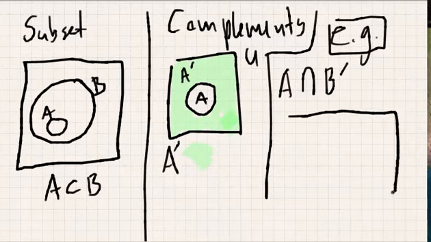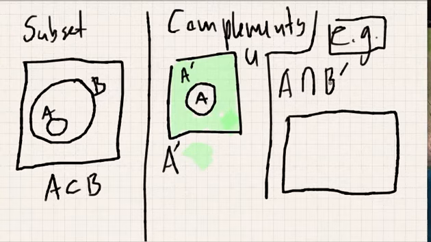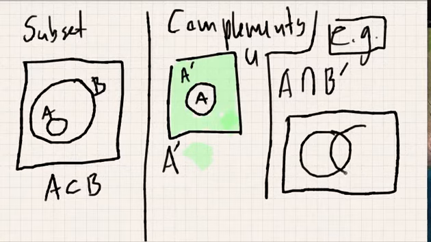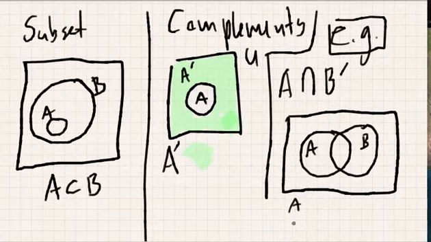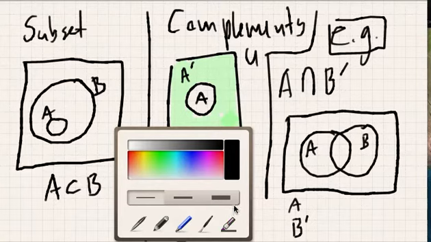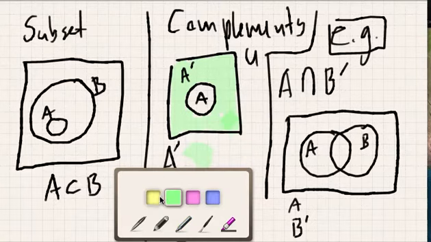Well, let me draw A and B. I'm not even going to bother writing U this time. So here's A, here's B, and I'm going to shade what A looks like and what B prime looks like. I keep saying bar, I mean prime, excuse me.